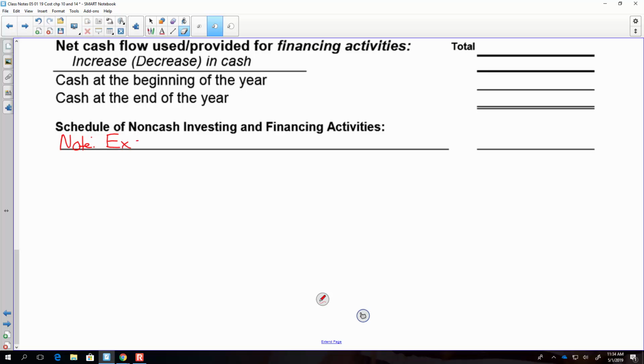Exchanged, because it has no effect on cash, right? Exchanged land for stock in the amount of $105,000. So that would just be a supplemental note added to our cash flow statement.